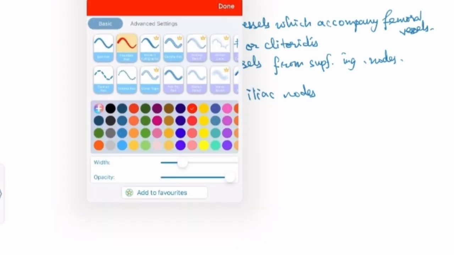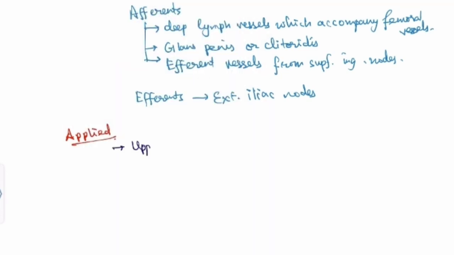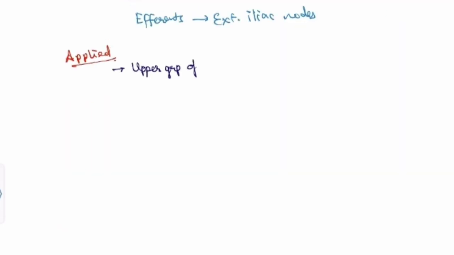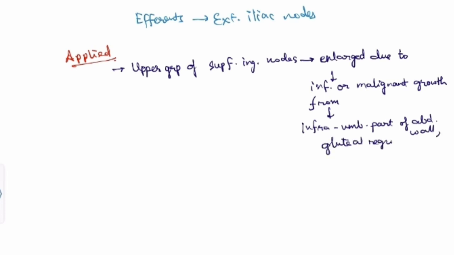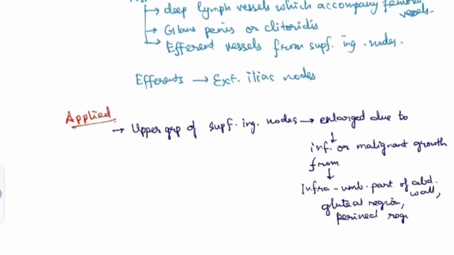Now let us go over to some clinical anatomy. The upper group of superficial inguinal nodes mainly get inflamed or enlarged due to infection or some malignant growth from the infra-umbilical part of the abdominal wall, gluteal region, and perineal region. The perineal region also includes the genitalia.